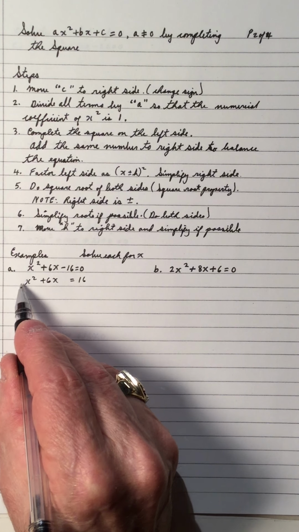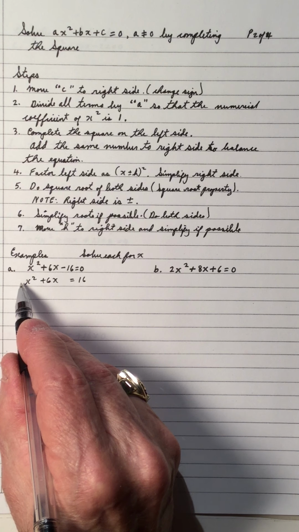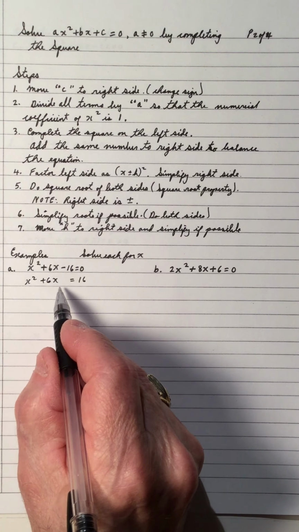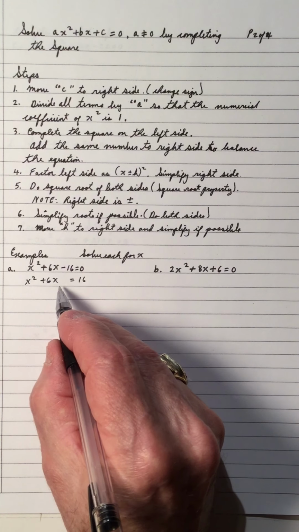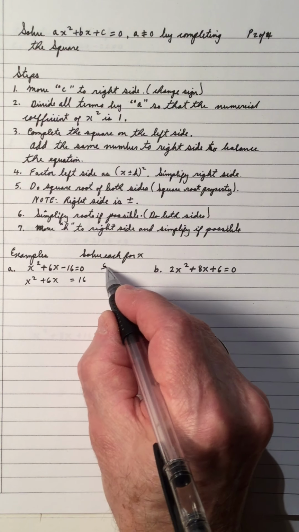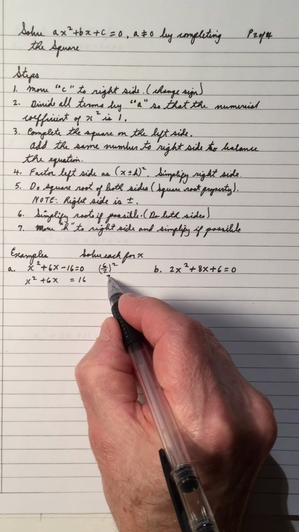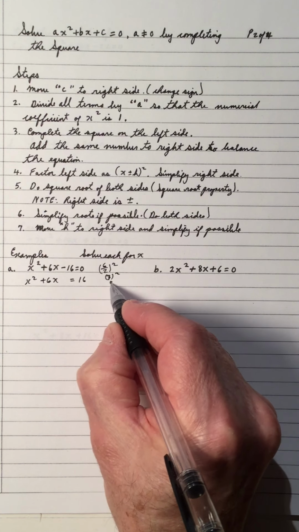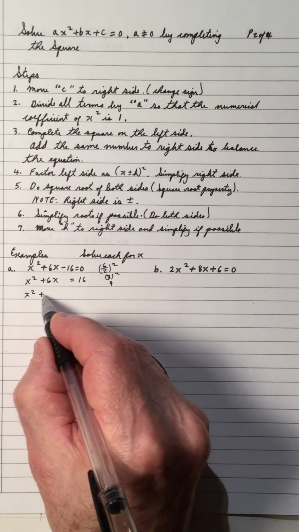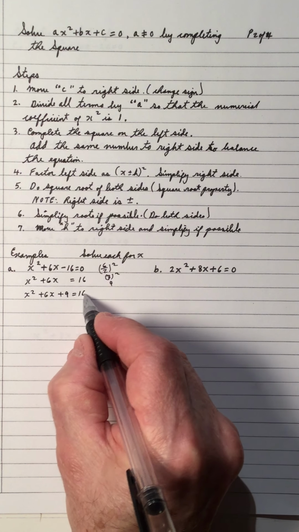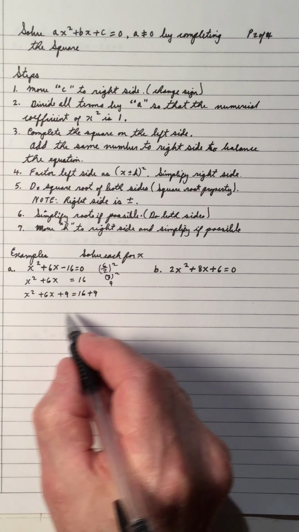Notice that a is 1. What we want is the coefficient of x squared to be a 1, so we can complete the square. So to complete the square, 6, which is your b, divided by 2 squared. That's 3 squared, which is 9. So we'll add 9 to the right side, and to balance it, we'll also add 9 to the left side.